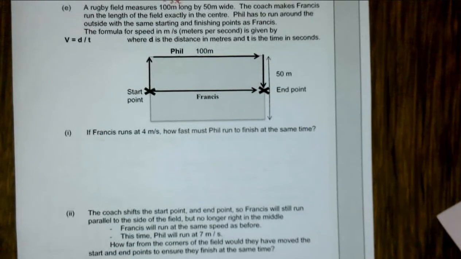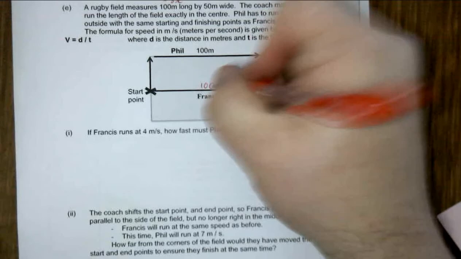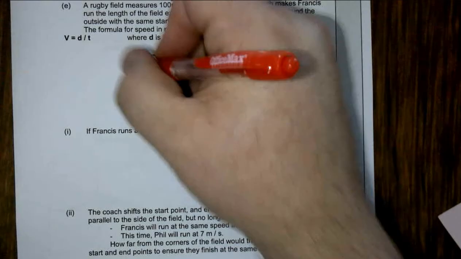Right, a rugby field is 100 meters long. So how far does Francis have to run? 100 meters. Good, Francis has to run 100 meters. And this distance here is exactly in the middle. So that's going to be 25 and that's going to be 25.